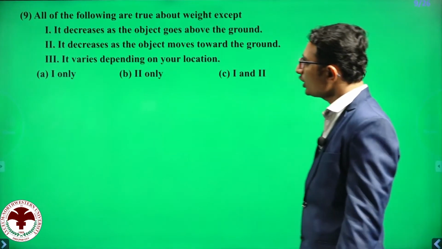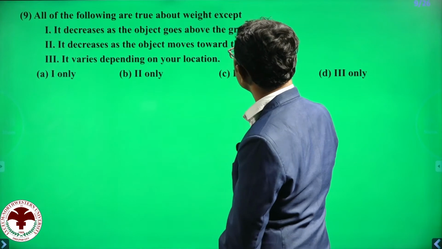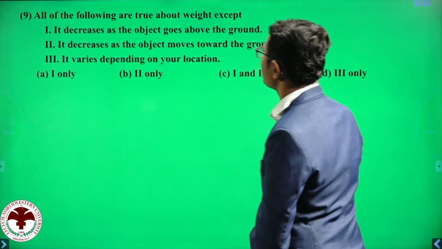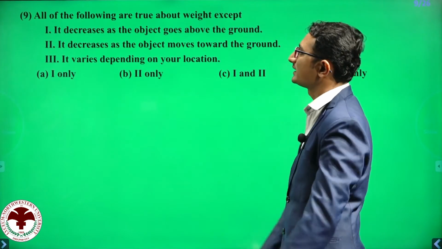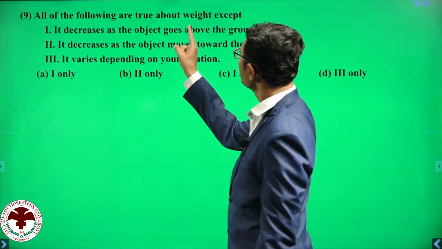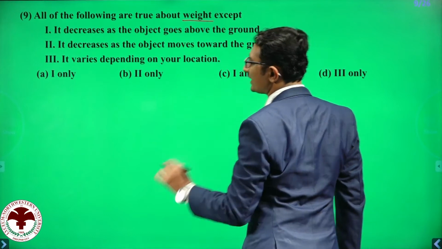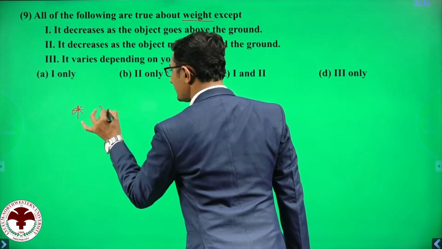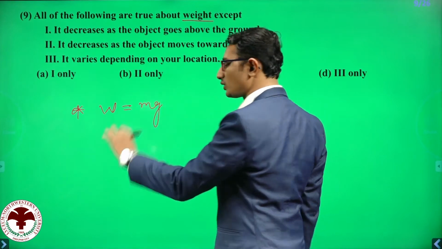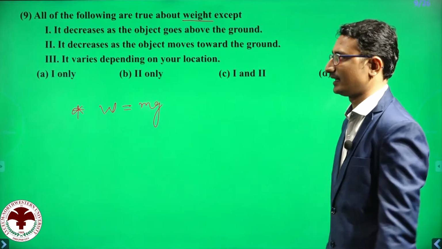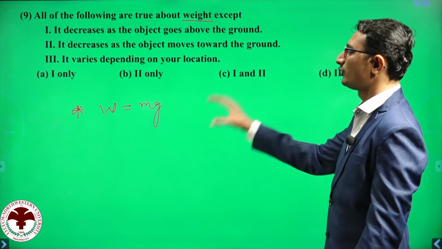Next one: all of the following are true about weight except, meaning which one is wrong? We want to find out the wrong sentence for the weight. First of all, you should have some knowledge of weight. What is weight? We have studied earlier: W equals m into g, where m is the total mass and g is the gravitational acceleration. So which sentence is wrong for the weight?